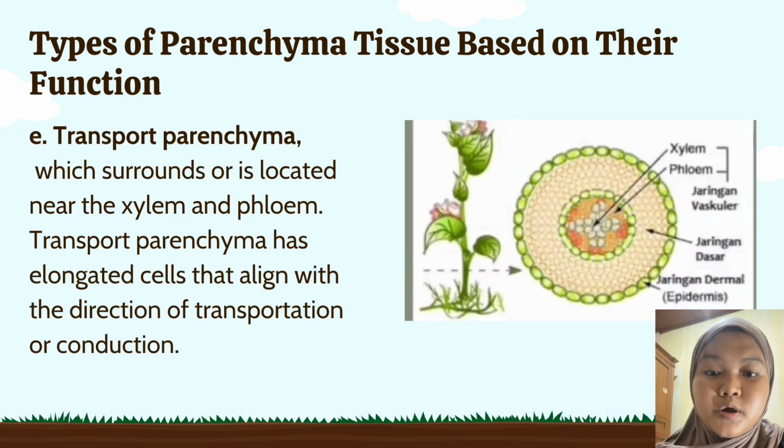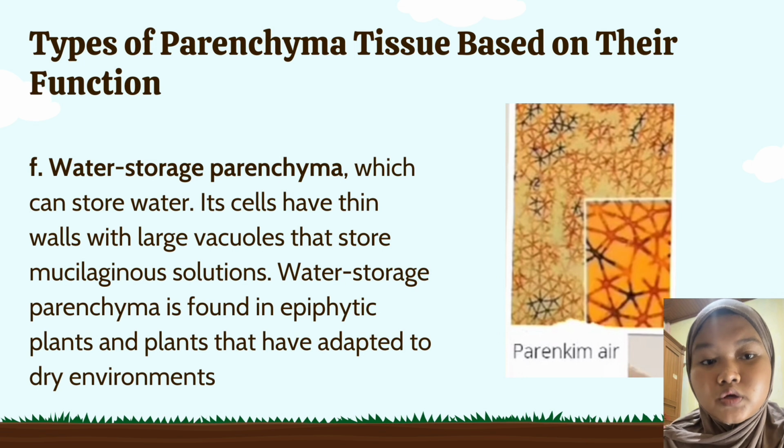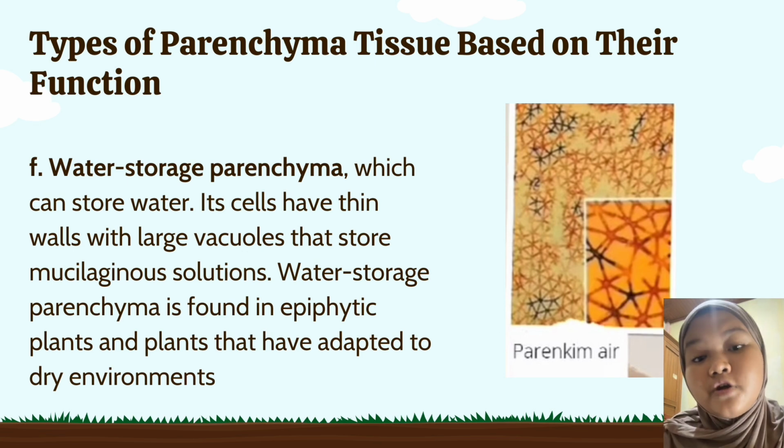The next is transport parenchyma, which surrounds or is located near the xylem and phloem. Transport parenchyma has elongated cells that align with the direction of transportation or conduction. The next is water storage parenchyma, which can store water. Its cells have thin walls with large vacuoles that store mucilaginous solution. Water storage parenchyma is found in epiphytic plants and plants that have adapted to dry environments.